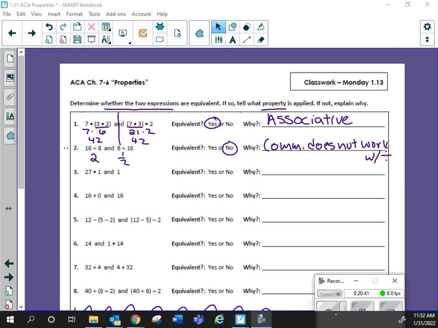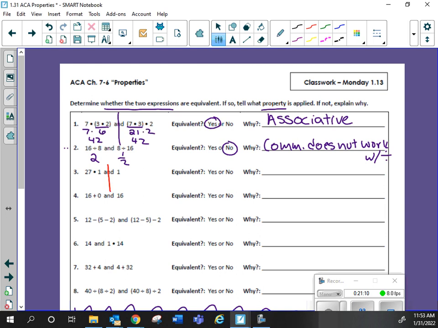For number three, 27 times 1 and 1, Kyle, equivalent or no? Yes. Okay, and what property did you say? Oh, sorry, I thought you said 1. For number 3? Yes, is equivalent, I think. Okay, what property do you think it's doing? Identity. Okay, I agree they're trying to trick you with identity, but they are not equivalent.